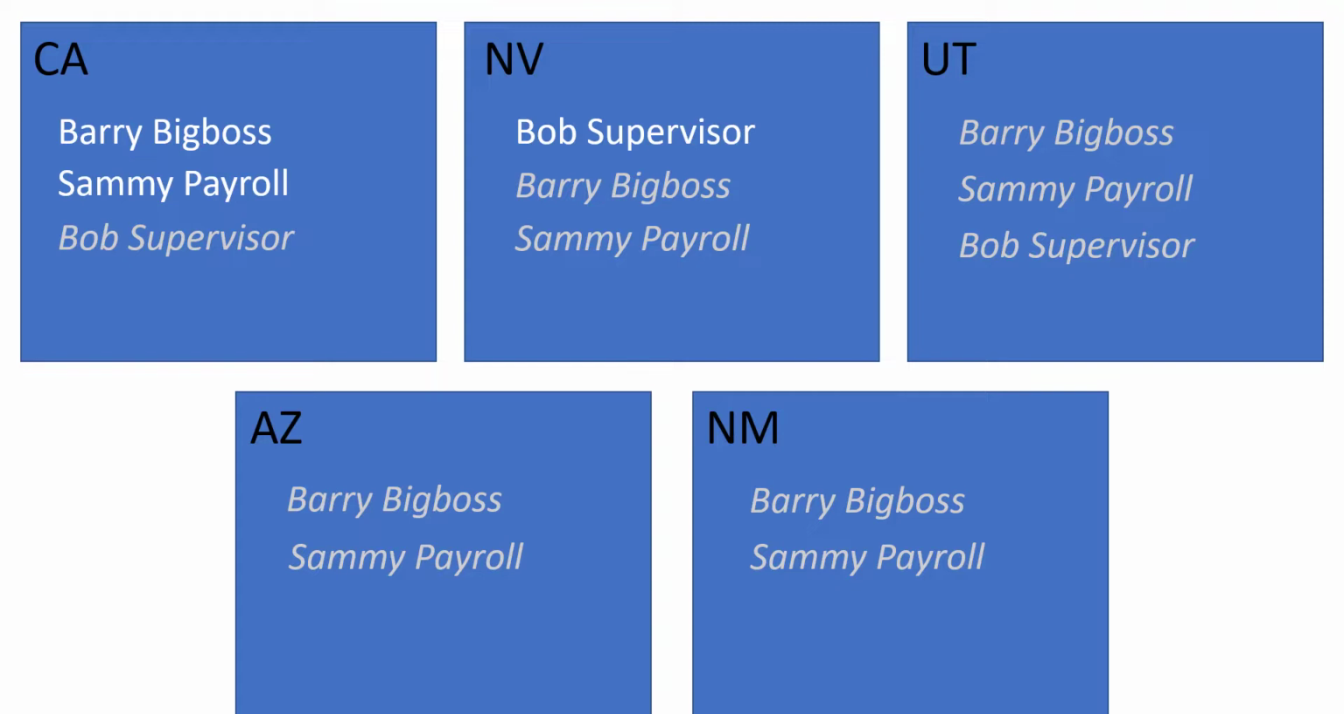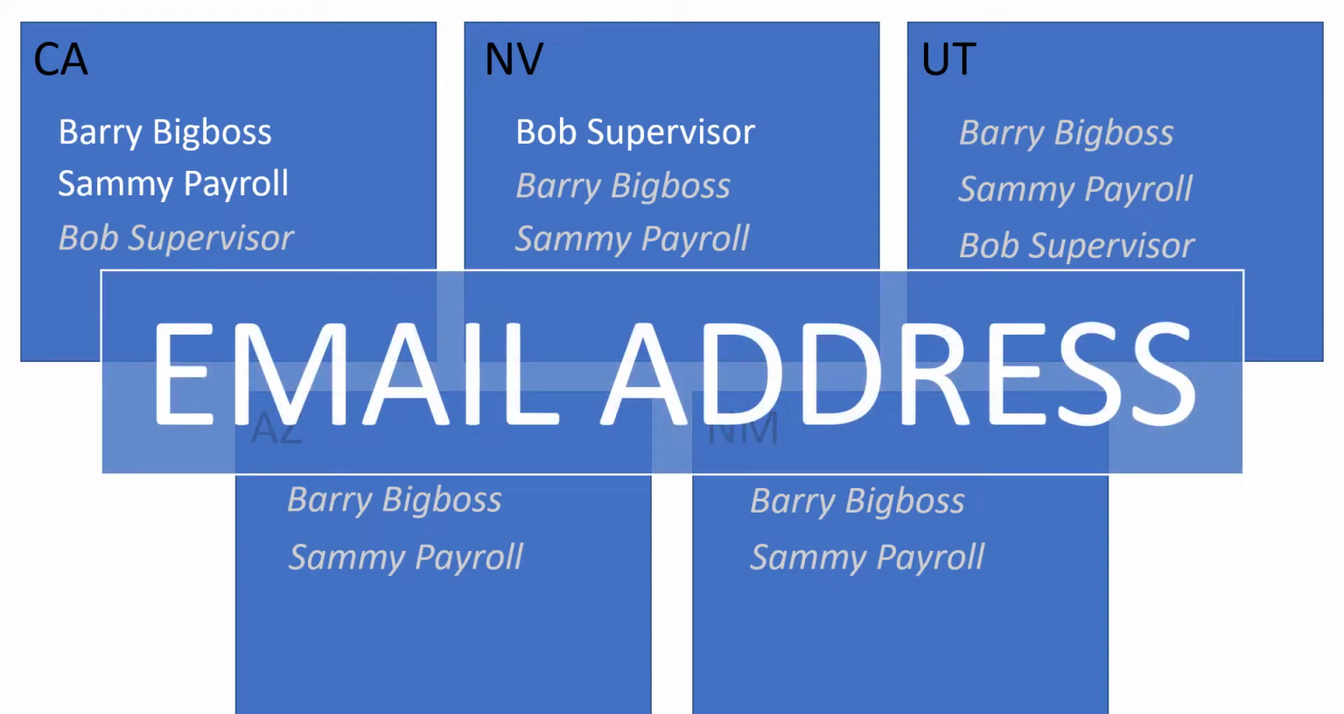And this could work in any direction with any of these divisions of the company. Someone could have a master account in New Mexico and a sub-account in Arizona. And the key to linking all these user accounts or employee accounts together is their email address. So now you've got the concept, let's see how this actually works in CrewTracks.